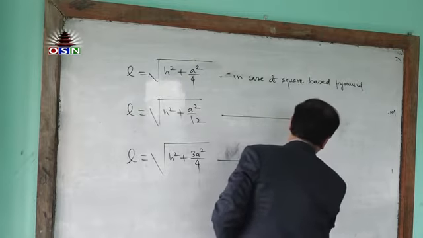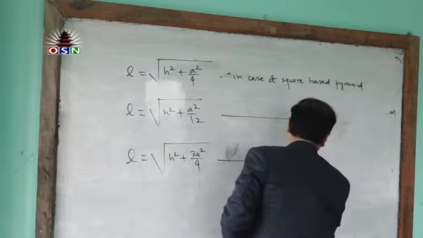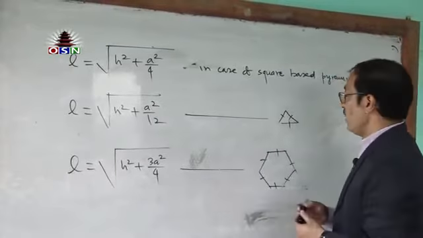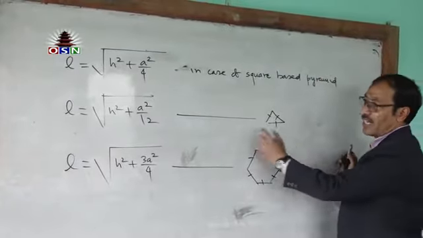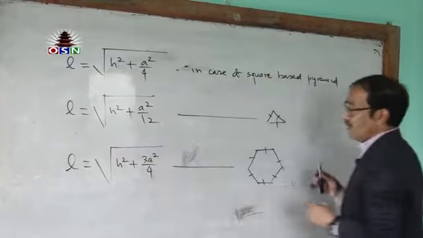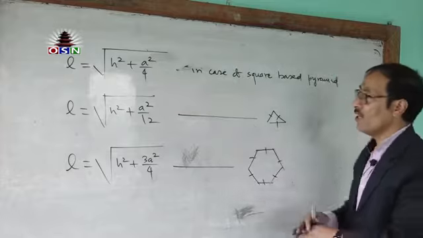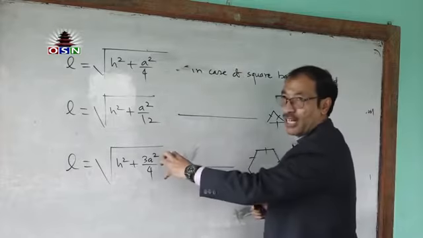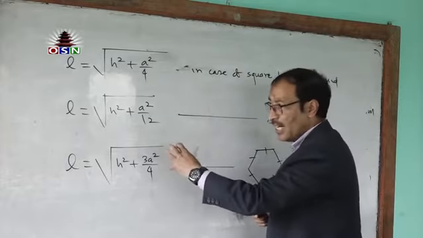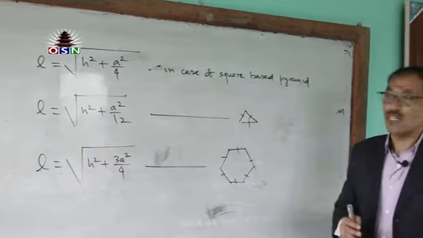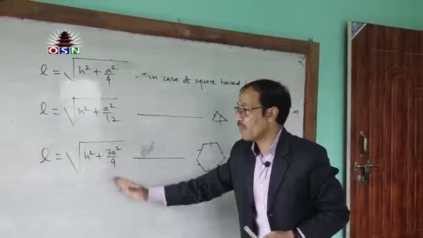In case the base is a hexagon, you will use this formula. If the base is an equilateral triangle, you will use this formula. If the base is a square, you will use this formula. Therefore, you will have to remember these formulas. Your work is to remember the formula. If you want to go through the quick method, the short method, therefore you will have to remember this formula.